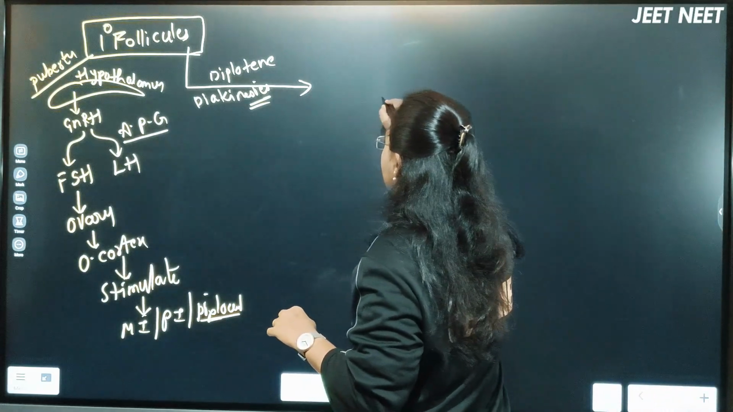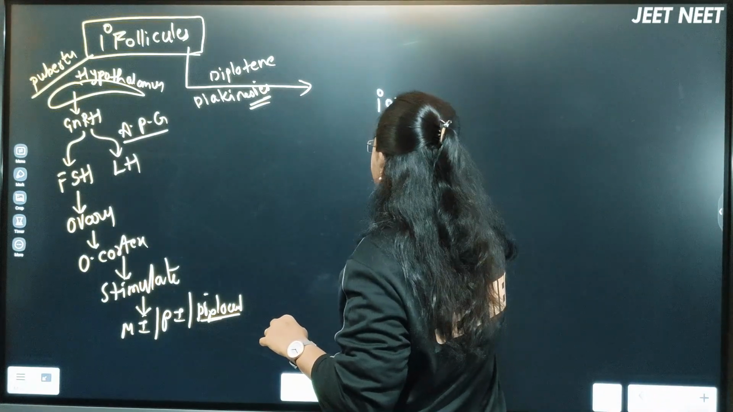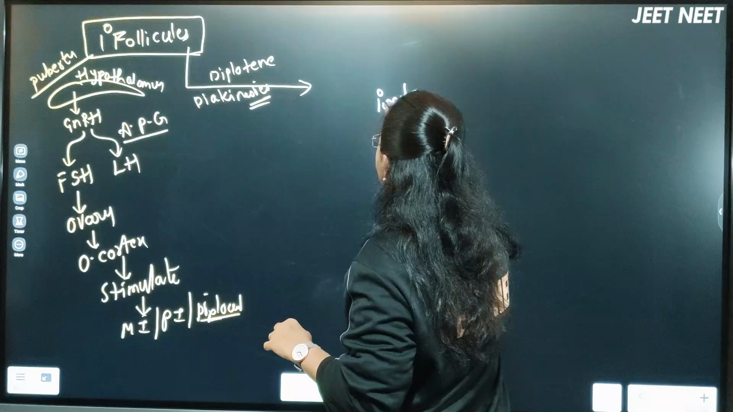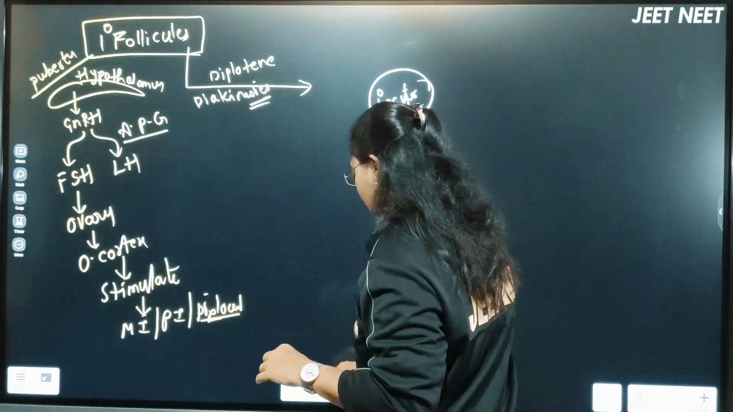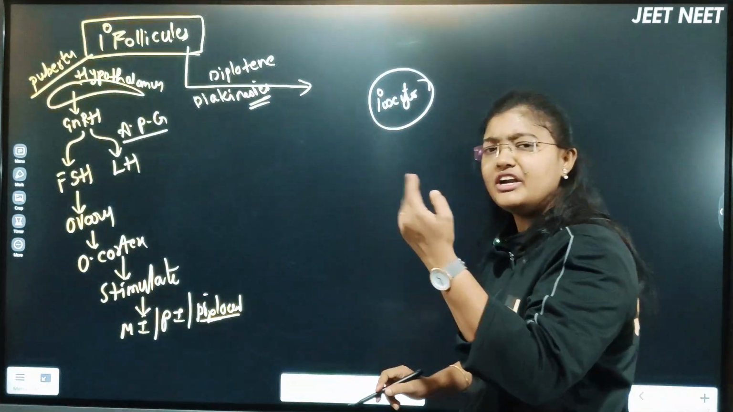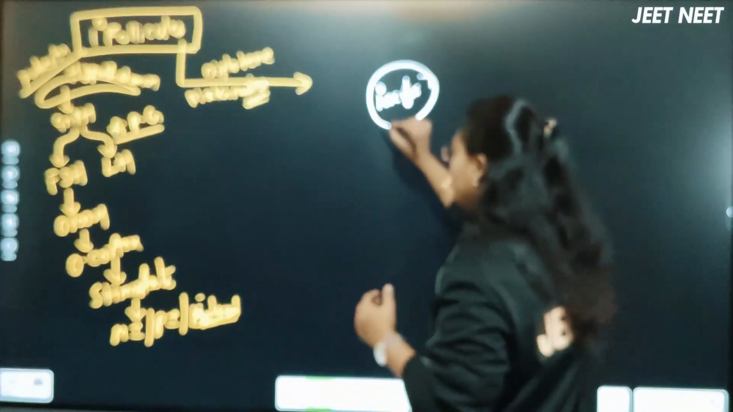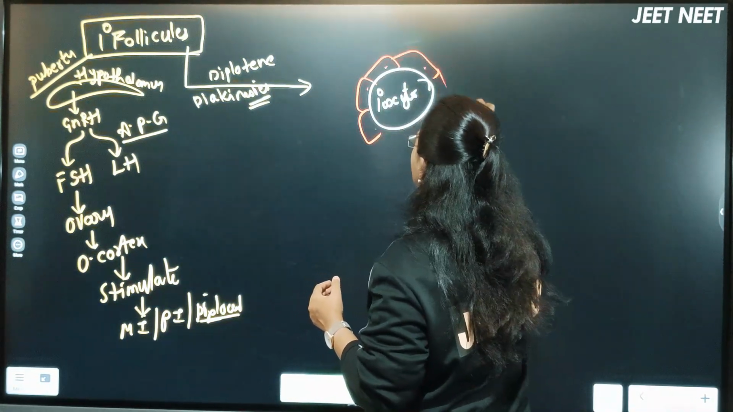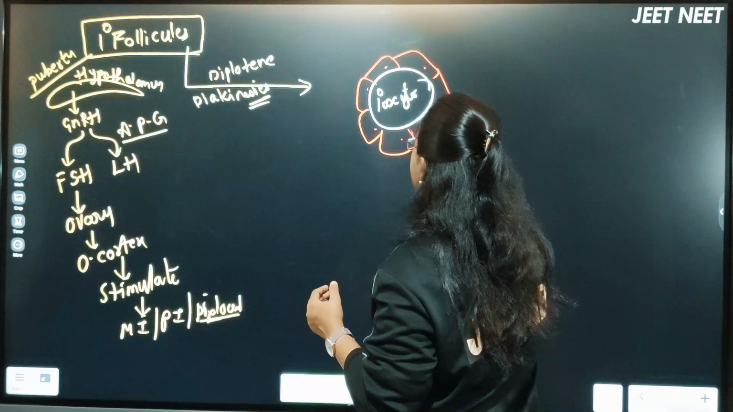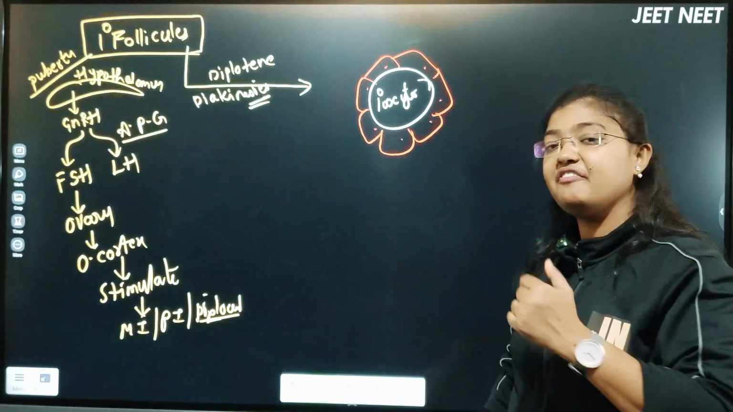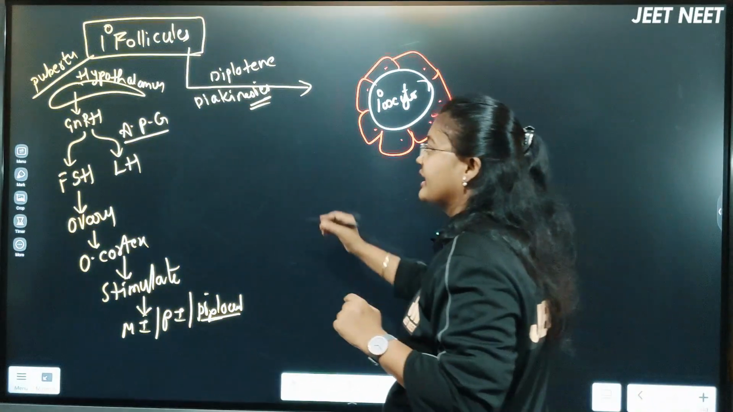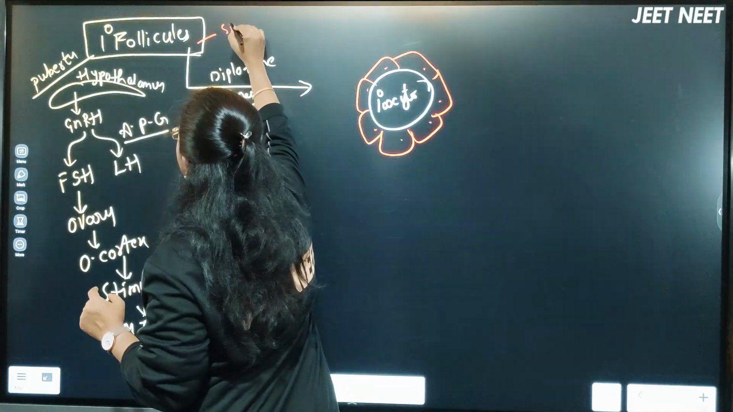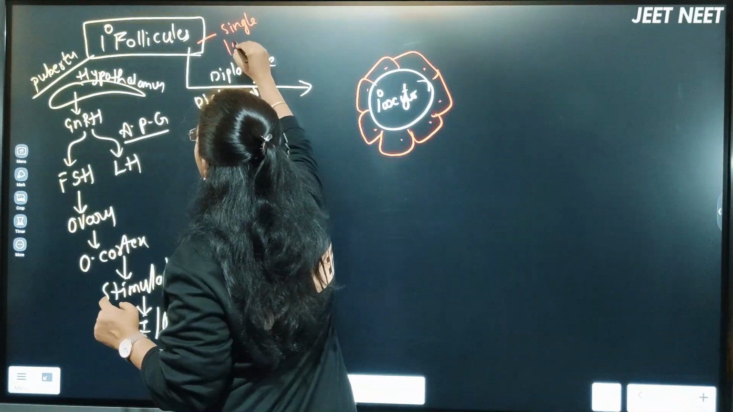In the secondary follicle structure, the primary oocyte will be present, right? It is surrounded by which cells? The primary follicle already has granulosa cells, so it is surrounded by granulosa cells. These granulosa cells in the primary follicle were a single layer, right?